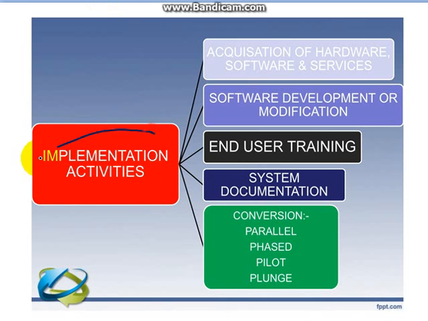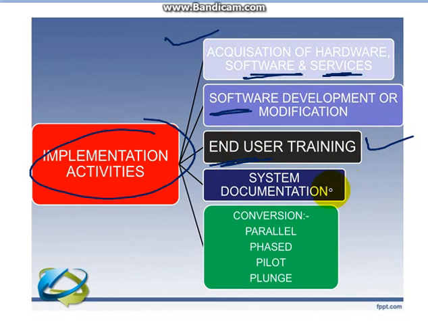And what are the implementation activities taking place? First, the acquisition of hardware, software and services. Second, software development or modification. Then we have to train the end users who are going to use the software. Then documentation has to be made of that software, and we have to decide what kind of conversion is to be done. Either we have to do parallel, phased, pilot or plunge type.